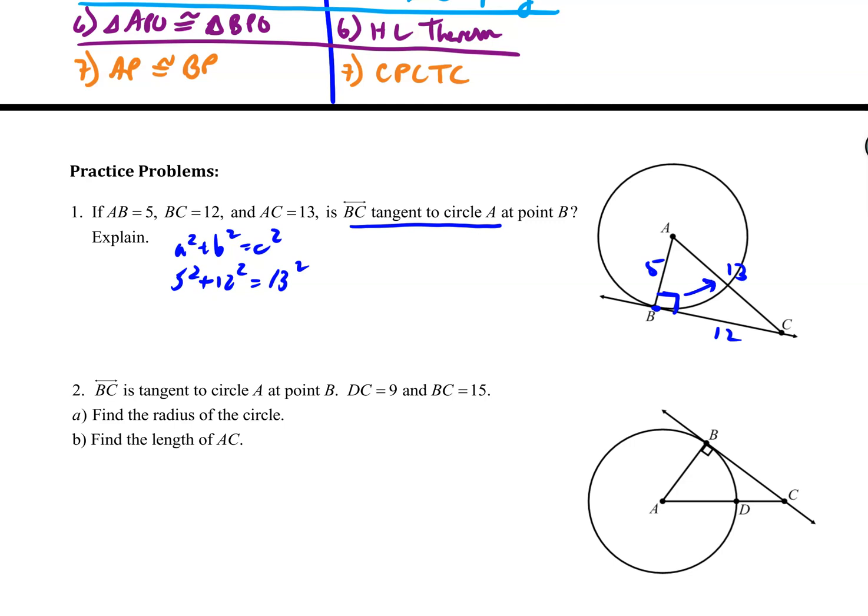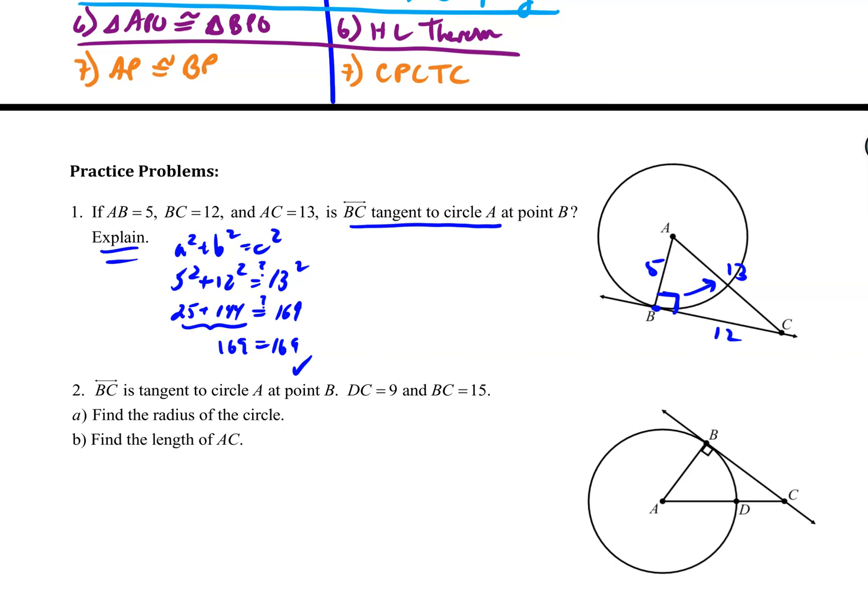So we're really questioning whether they are equal to each other. 5 squared is 25, 12 squared is 144. We're asking, is that equal to 13 squared, which is 169? If they are in fact equal, then this is a right triangle. If they are not equal, then it's not a right triangle. So add these together, I get 169. So 169 is equal to 169. That does work. So now again, I need an explanation.